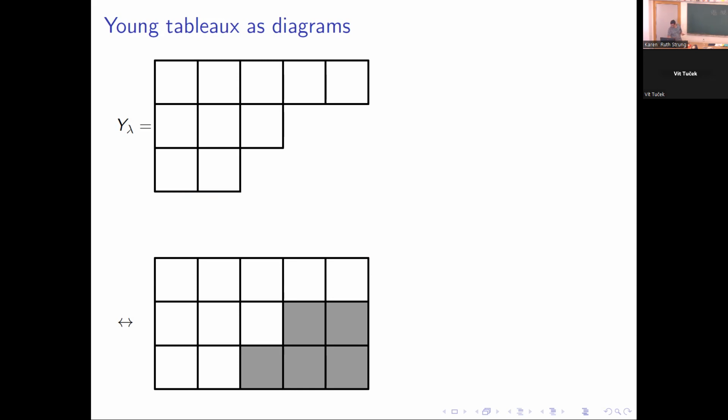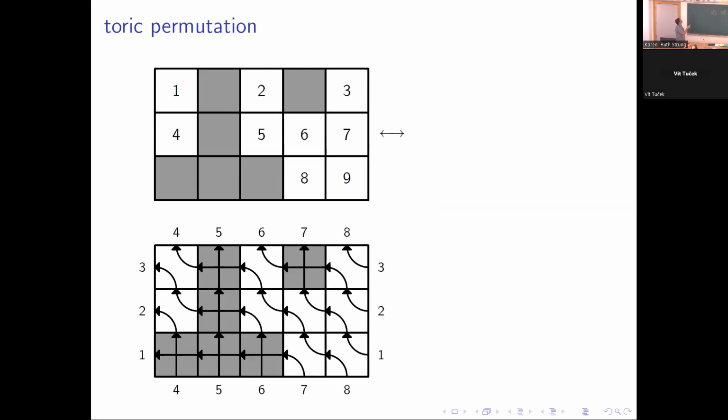And each time you have a diagram, by which I mean a rectangle with white and black boxes, you can do a so-called pipe dreams construction as follows. First, number the sides of your diagram as I did: 1, 2, 3 from bottom to top, and then 4 to 8 from left to right.